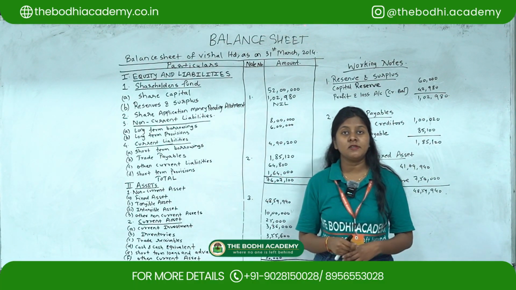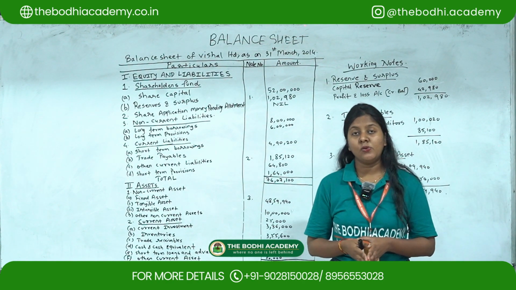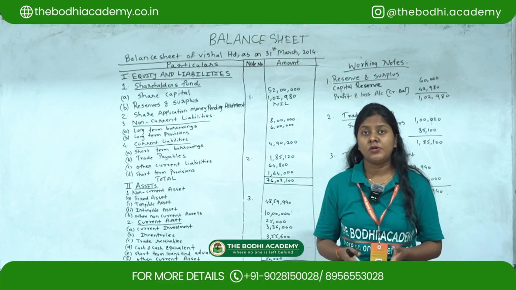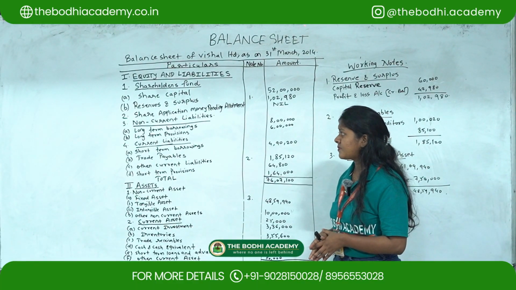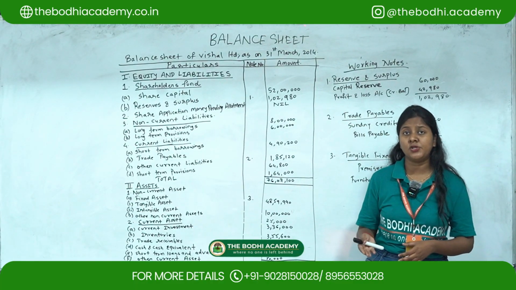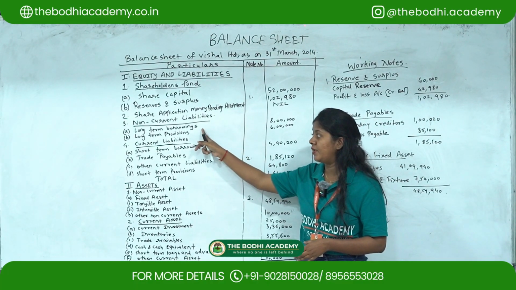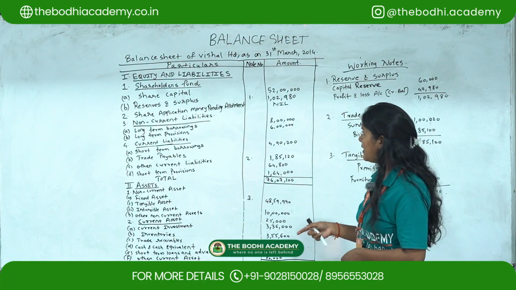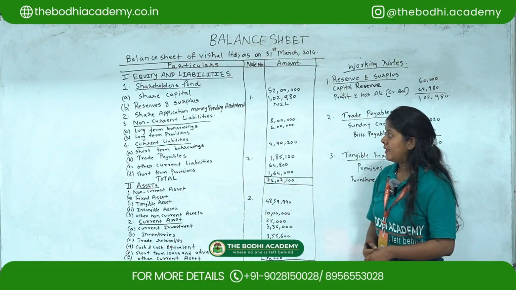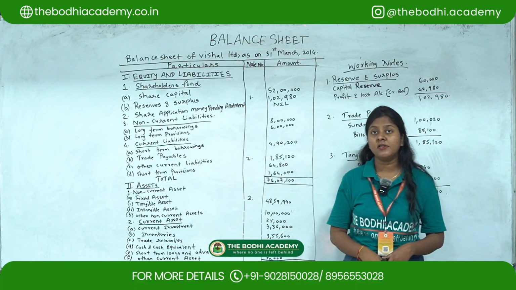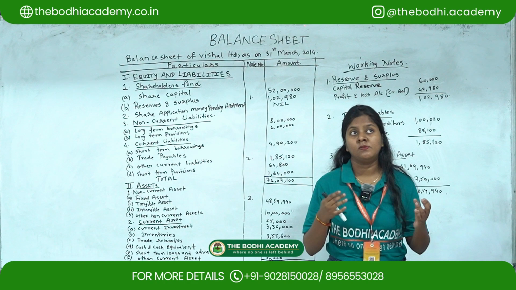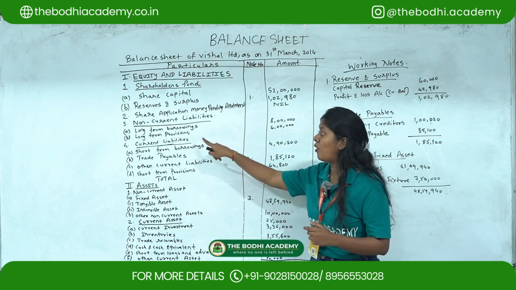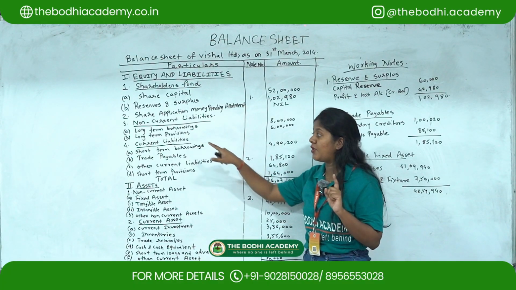Non-current liabilities are for a long period of time, and this includes long-term borrowings and long-term provisions. Long-term borrowings include debentures, long-term loans, public deposits, mortgage loans and all. In the trial balance, check how many long-term borrowings there are, and write down the amount accordingly. Long-term provisions are given for employees, like gratuity fund, provident fund, and pension funds. These things you have to remember.